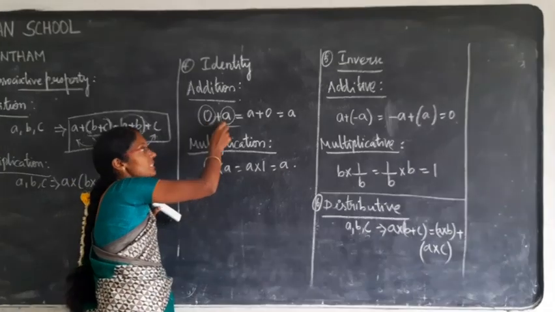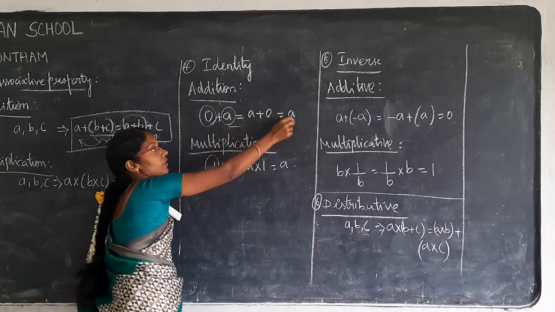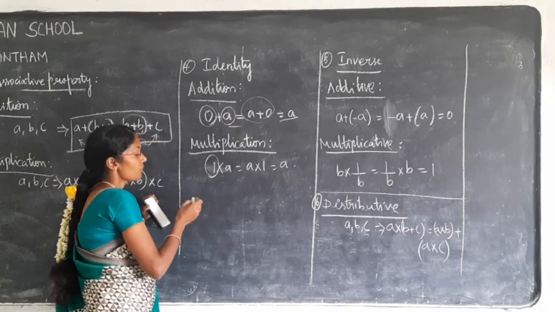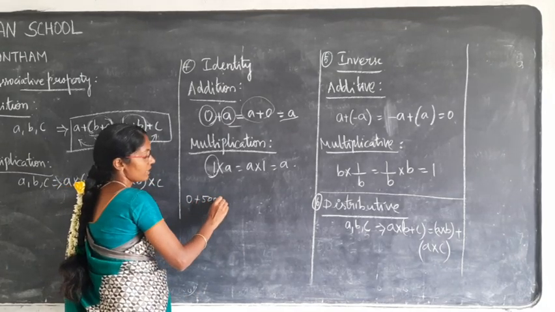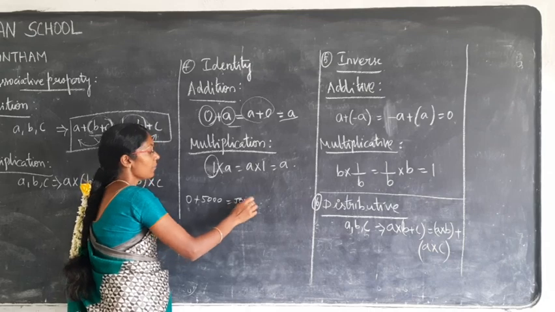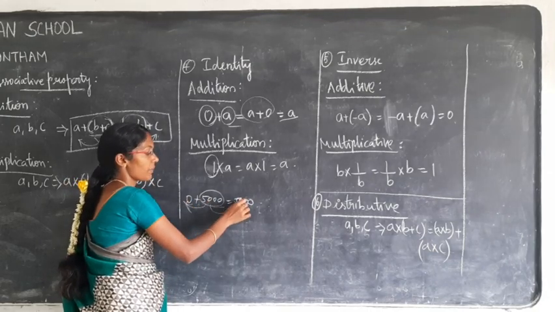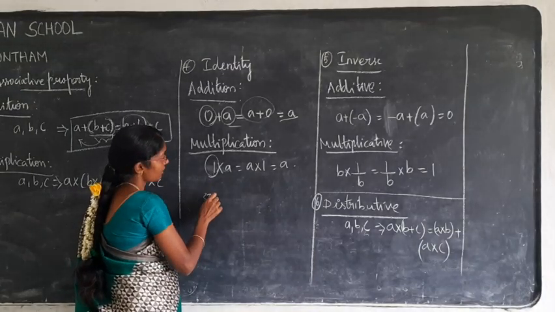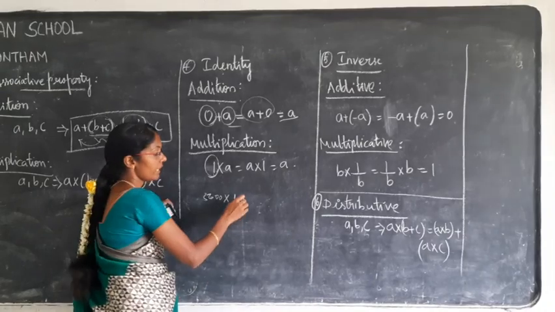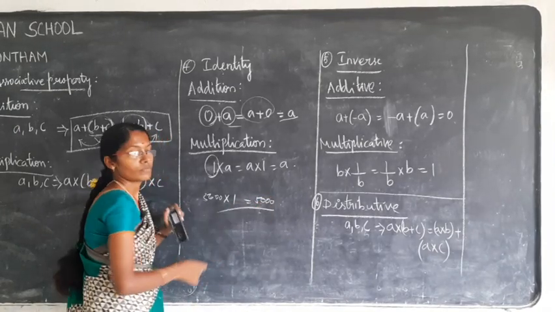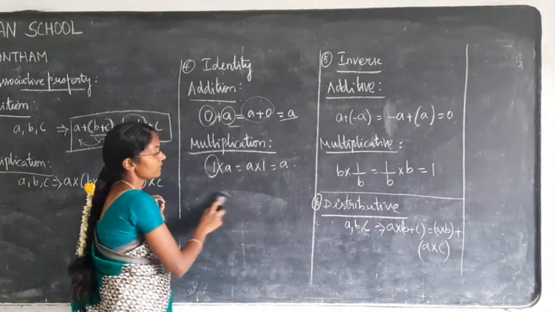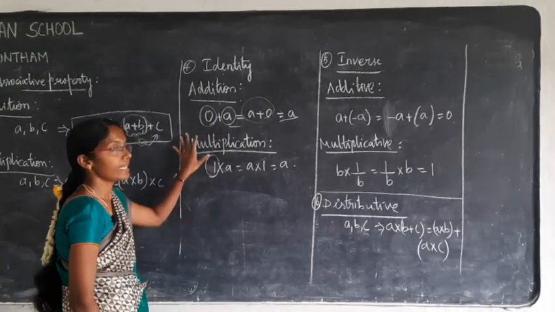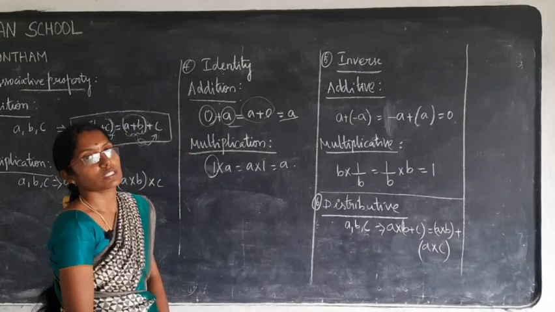See here, 0 plus a is equal to a, and a plus 0 is also equal to a. 0 plus 5000, what is it? 5000. If any number is added with 0, you will get the same number. Likewise, for multiplication, if any number is multiplied with 1, you will get the same number. So what is the additive identity? 0. Multiplicative identity? 1. Clear about identity?